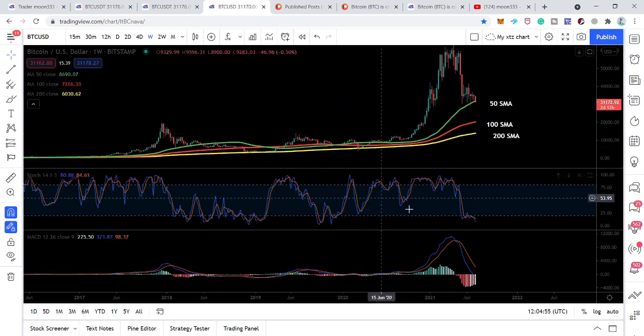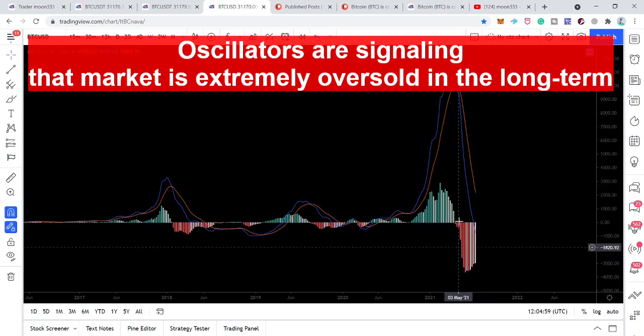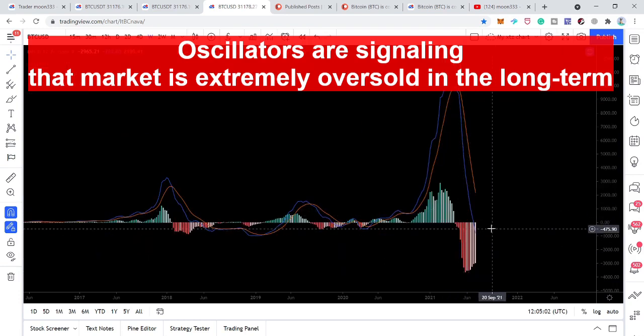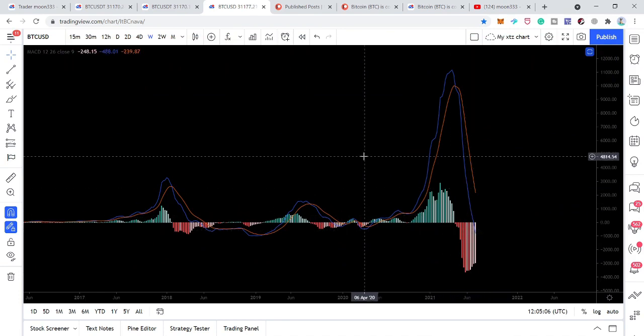And at the same time, the stochastic is also oversold, and you can see that the MACD is giving bullish signals again and again. It has turned weak bearish, which is a kind of bullish signal. It is showing that it is turning bullish now.